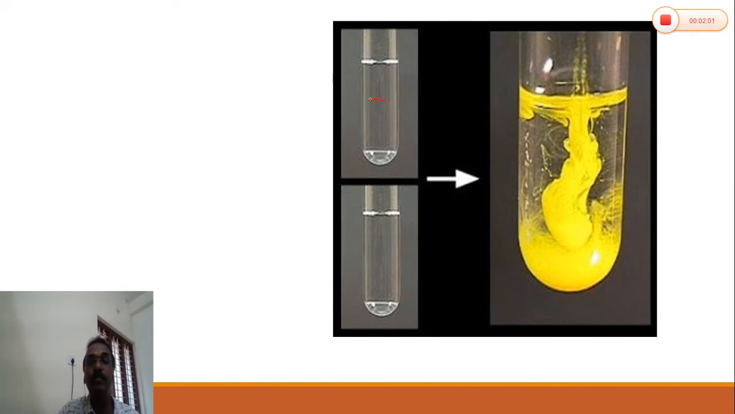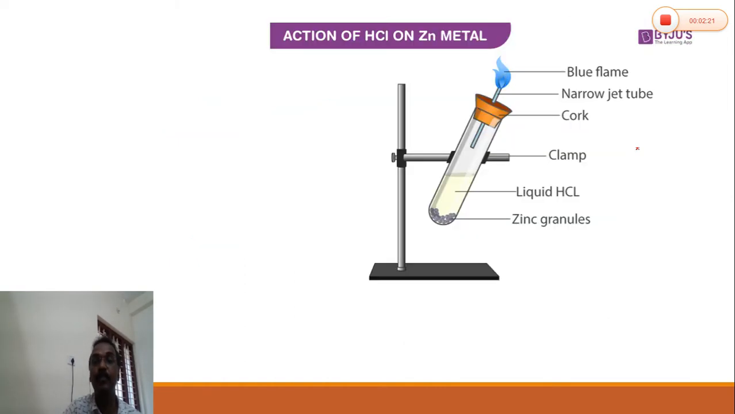This is another example. These are two substances. One is sodium sulfate, Na2SO4, and the other is barium chloride, BaCl2. When these colorless substances mix together, we get a colored substance. This is lead iodide.